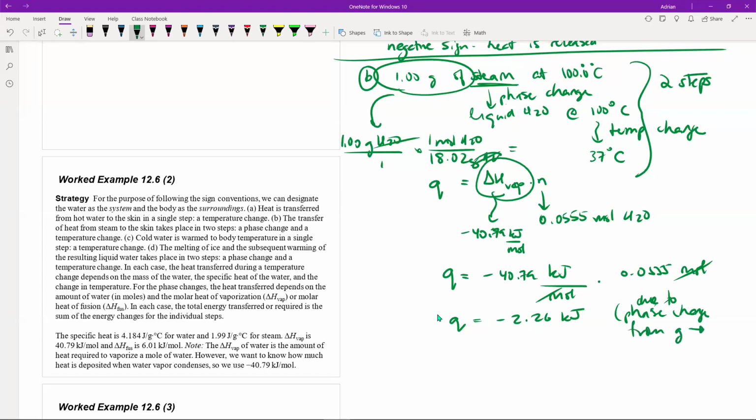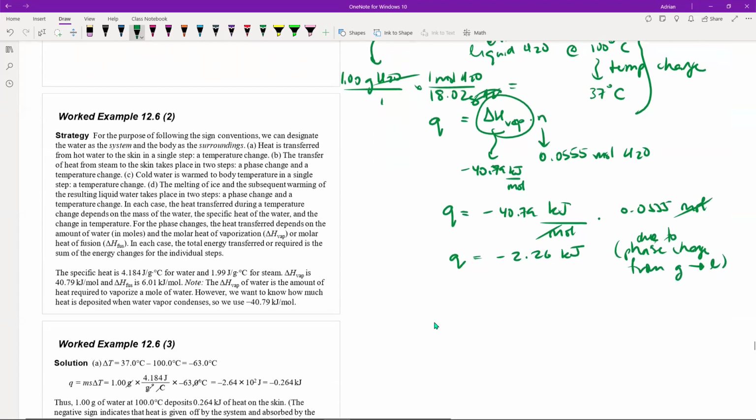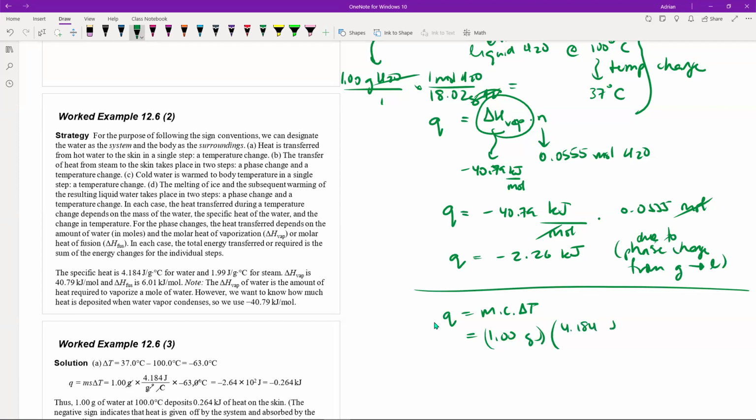From the gas to the liquid, and then the liquid is going to have to cool from 100 degrees to 37 degrees. So again, that would be similar to the calculation we did previously. We have Q equals M times C times delta T. So we have our M there, 1.0 grams. Specific heat of liquid water now, 4.184 joules per gram degree Celsius. And then our delta T would be negative 63.